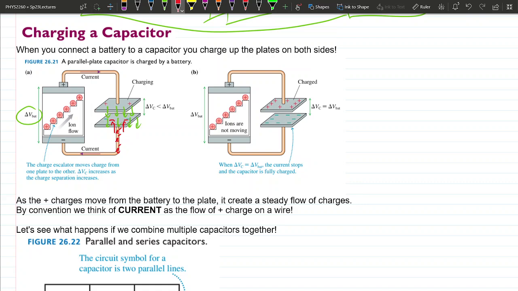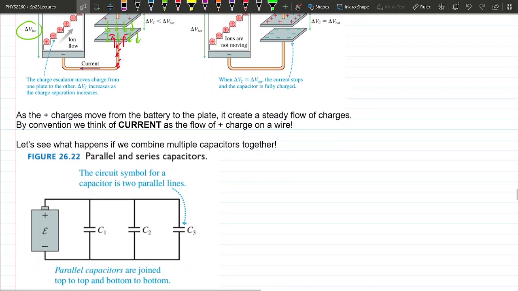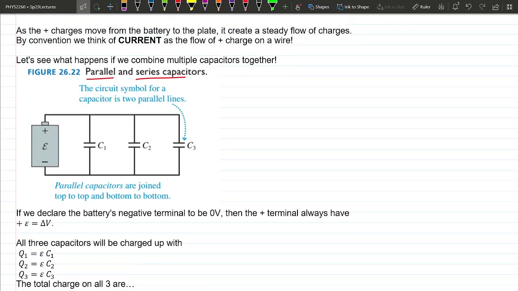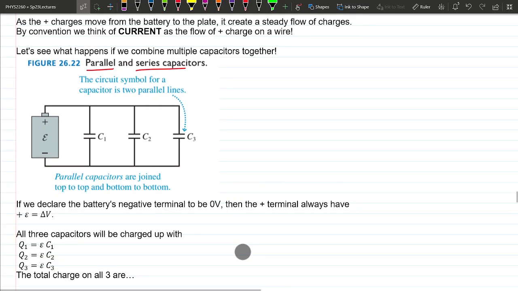So let's see what happens if we do a more complicated thing called either parallel or series capacitors. Have you guys dealt with either parallel or series circuits in your labs yet? Okay, we'll play around with that today. So instead of just one capacitor with some capacitance C, let's say I hook a battery up to 3 different capacitors. Is there a way for us to figure out what the equivalent capacitance is?